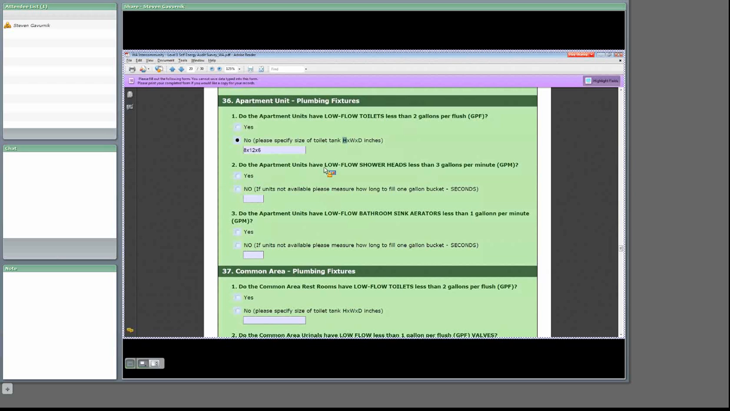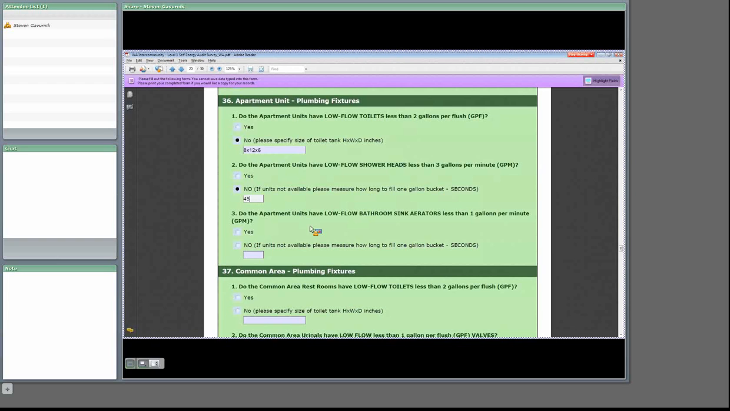Do the apartment units have low flow shower heads less than 3 gallons per minute? So if you're aware that they are, and you can find the writing on the edge of the shower head, and it's less than 3 gallons per minute, or GPM, then you'd indicate yes, it is. Otherwise you'd indicate no. But if you do not know what it is and you can't find it, then you indicate no. And what we want you to do is take a 1 gallon bucket and tell us how long it takes to fill that in seconds.